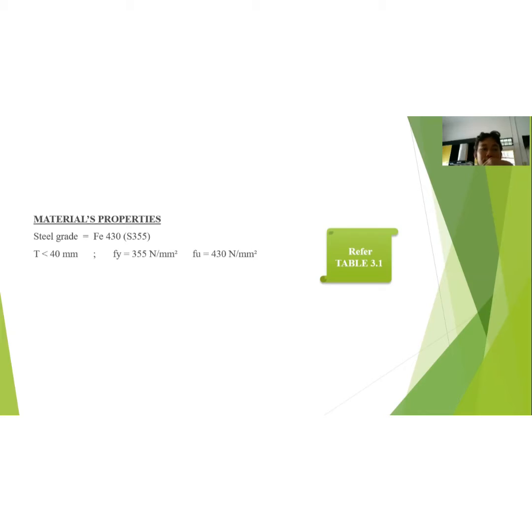For the material properties, we used steel grade of Fe 430 with S355 type. The T is smaller than 40 mm, Fy 355 Newton per millimeter square, Fu 430 Newton per millimeter square, referring to table 3.1.